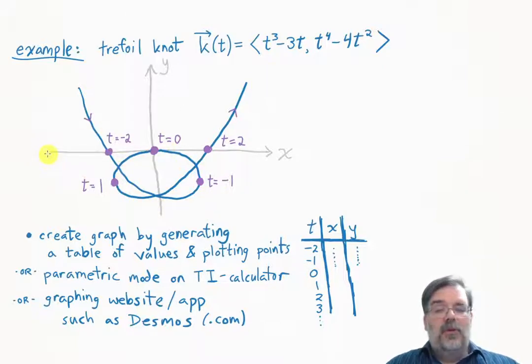In order to produce graphs, you could generate a table of values and plot the corresponding points. So for example, you could let t equal -2 and calculate the x and y values and graph that point. Then t equals -1 and t equals 0 and 1 and 2 and 3. However, to get a really good idea, you'd probably need to graph values of points in between those.